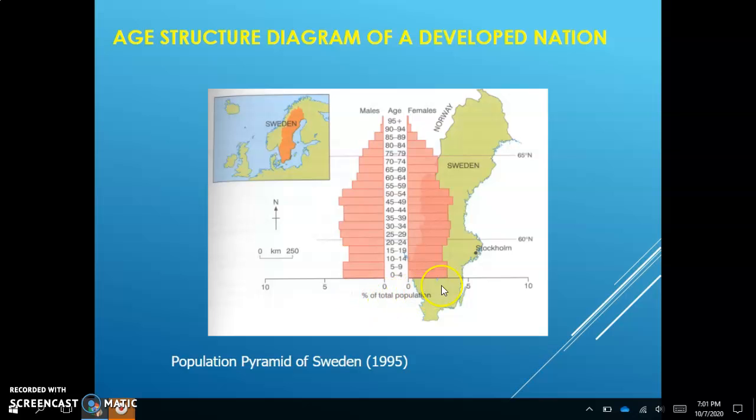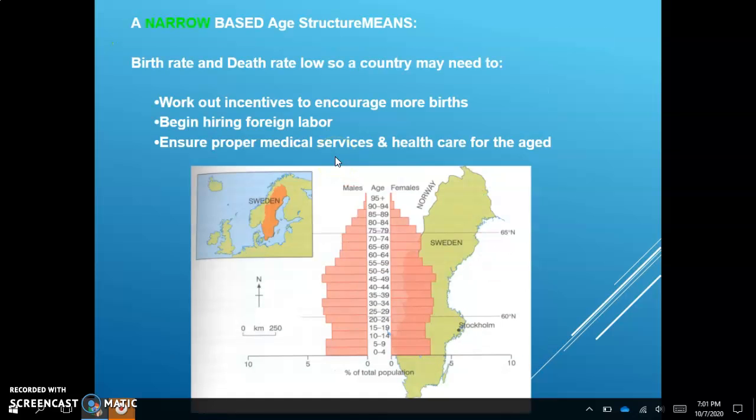So women are having fewer babies. They're choosing to wait longer to have children, and they're having fewer children because they can choose, because they have access to birth control. And then modernized healthcare allows these individuals to live longer as well. So a narrow-based structure means the birth rate and the death rate are low. So a country may need to work out incentives to encourage more births.